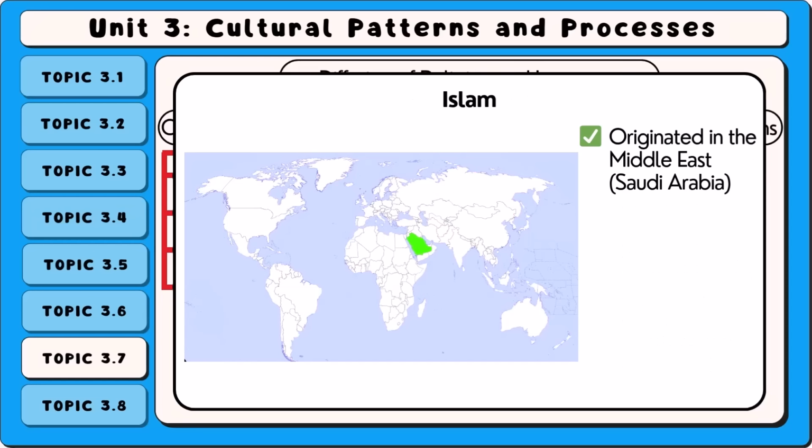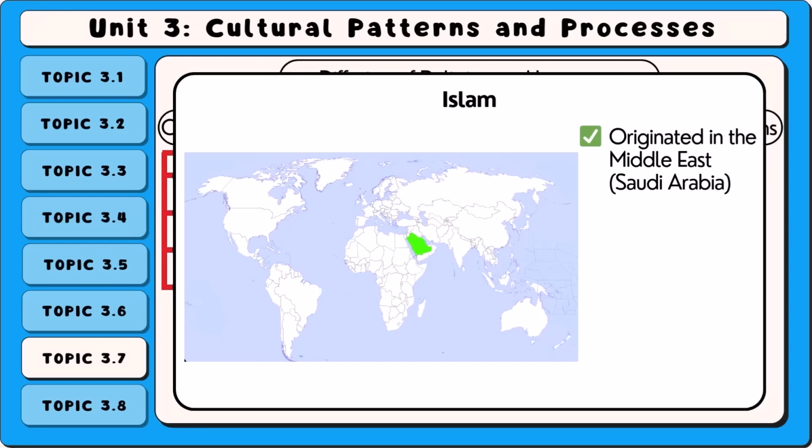Buddhism originated in India and spread through expansion diffusion, especially along trade routes like the Silk Road. It moved east into China, Korea, Japan, and Southeast Asia. Buddhist missionaries, scholars, and pilgrims helped spread its teachings.